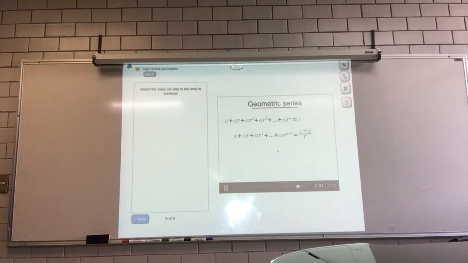Finally, let's add AR to the N to both sides. Now, does the left side of this new equation look familiar? What's an equivalent expression for the left side of this equation?